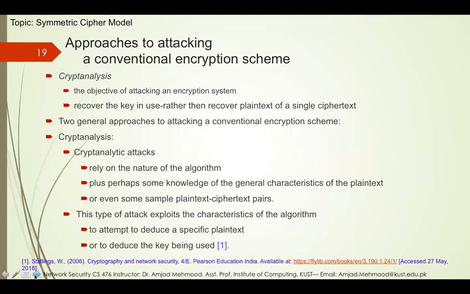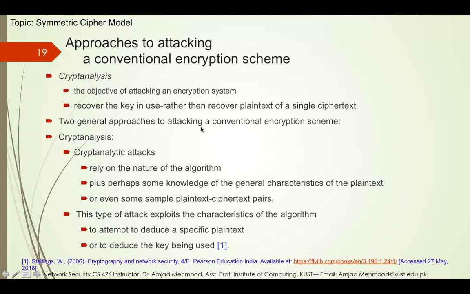Approaches to attacking conventional encryption schemes. In cryptanalysis, the objective of attacking an encryption system is to recover the key in use rather than recover the plain text of a single ciphertext. Normally, this is not the objective of cryptanalysis, to just recover the plain text out of a ciphertext. What they try to do is recover the key, because once you recover the key, you can decrypt all the messages being sent.